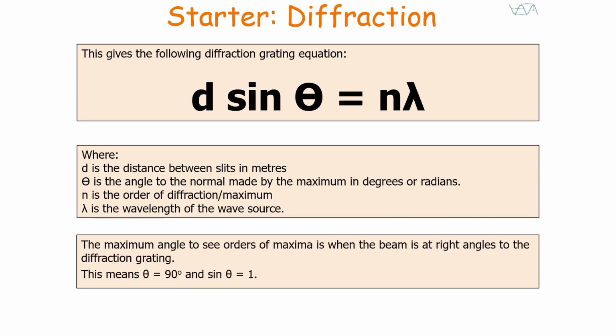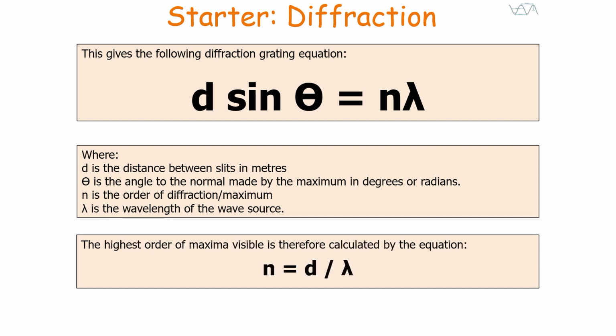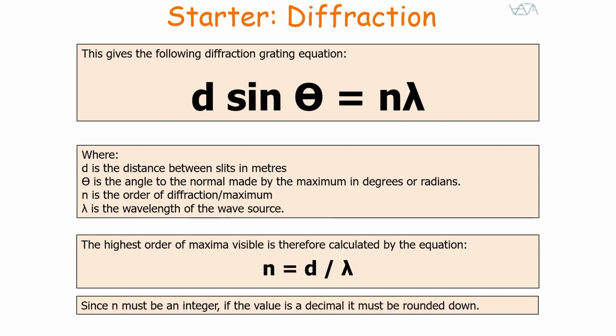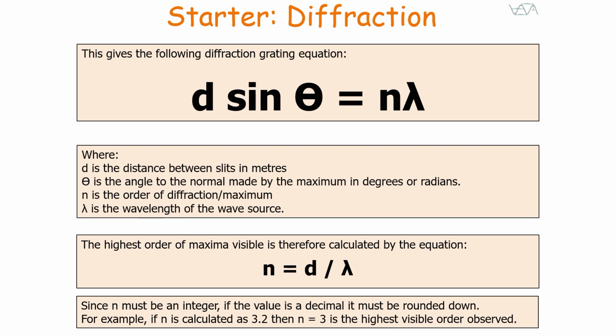6 meters. Now the maximum angle to see orders of maxima is when the beam is at right angles to the diffraction grating. So we set theta equal to 90 degrees, so sine theta equals 1. The highest order of maxima visible to the experimenter is calculated by the equation n equals d over lambda, because sine 90 is equal to 1. Since n must be an integer, if the value is a decimal it must be rounded down. So if you calculate n to be 3.33, then n equals 3 is the highest visible order observed.